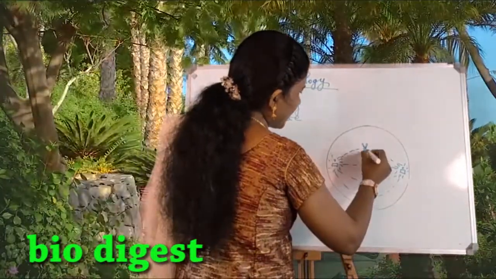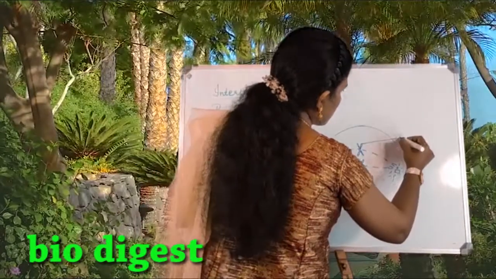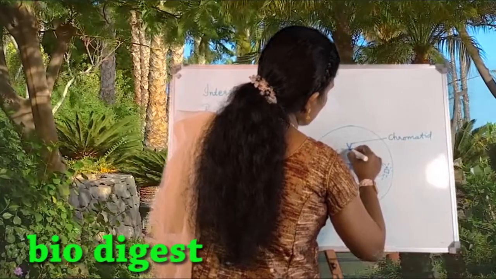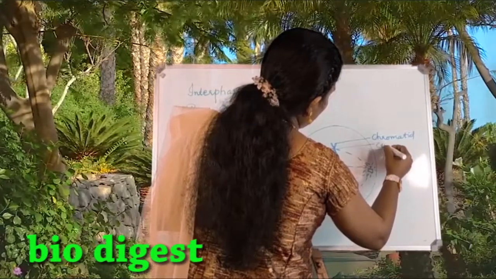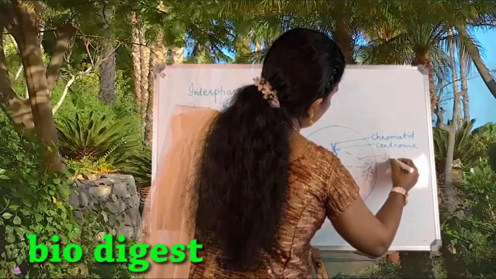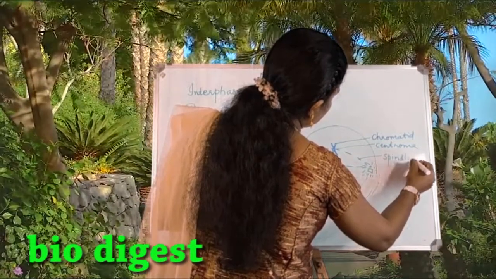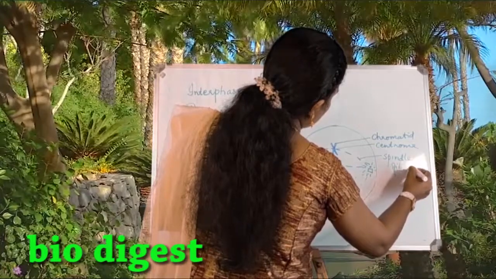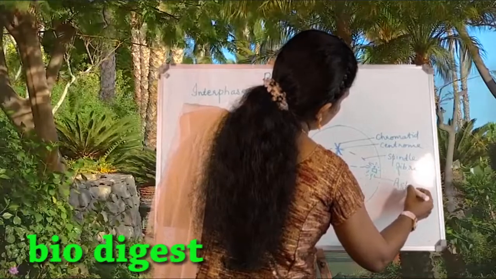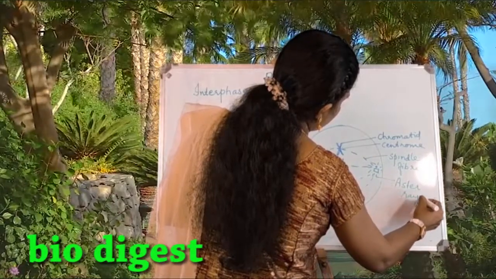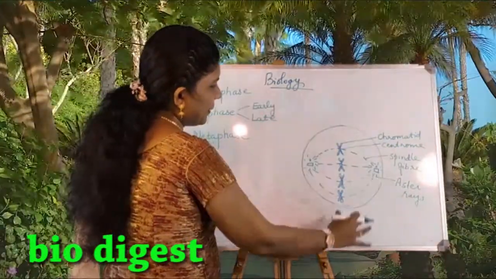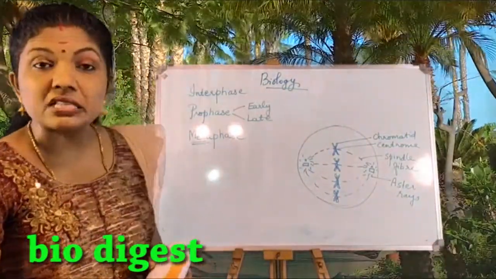So you can label the diagrams. I told you this is chromatid of the chromosome. Centromere you can label. This is the spindle fiber. Then this is aster ray. Okay. So this is the appearance of a cell during metaphase stage.